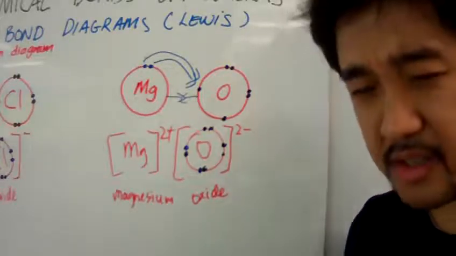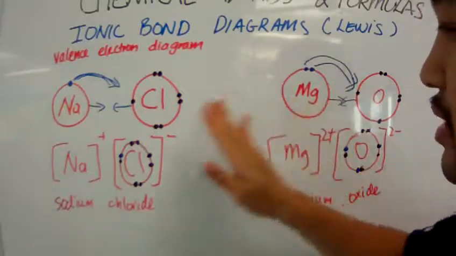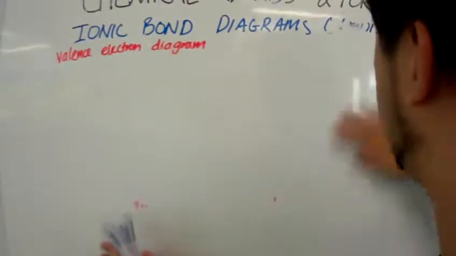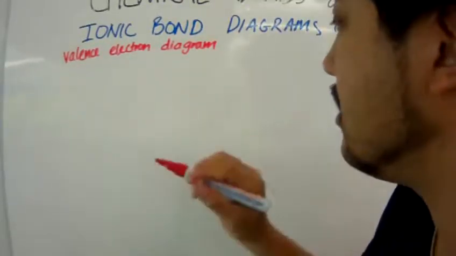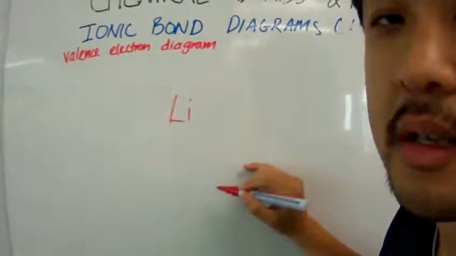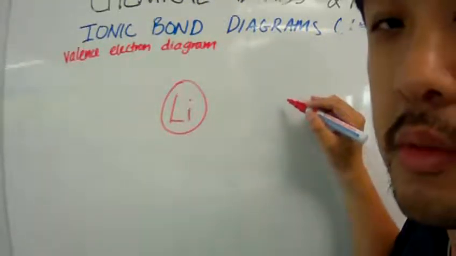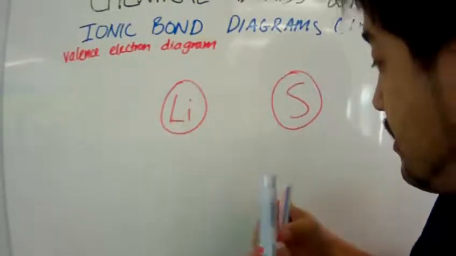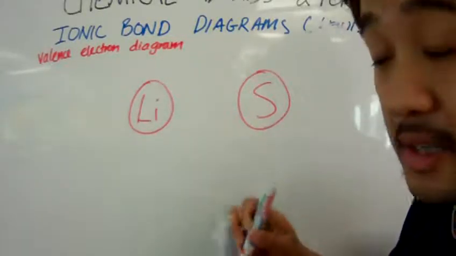All right, let's talk about what happens if we change it up a little bit, okay? I'm going to wipe this clean. It's no big deal. Let's talk about using a group 1 element combined with, let's say, a group 6 element. Now, these are not very common elements in the curriculum, but it's okay.